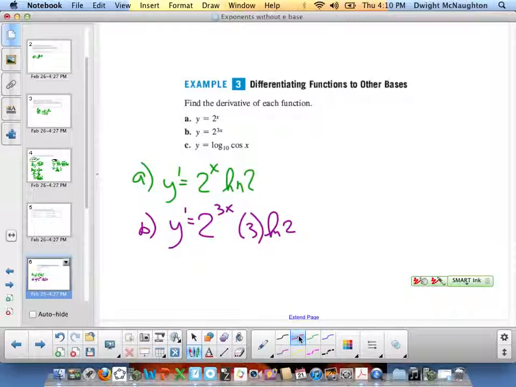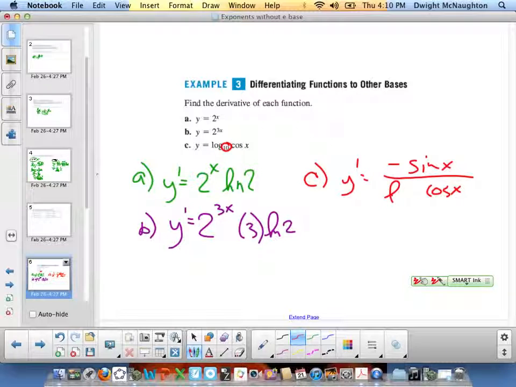And finally, for C, log base 10 of cosine x, follow the log rules. Y prime, derivative of cosine is negative sine, over what's inside cosine. And then because the base is 10, we need natural log of 10 on the bottom as well. It's the same as natural log of x, it's the same as e to the x. You just need to remember to multiply to convert to a different base. It's a conversion.